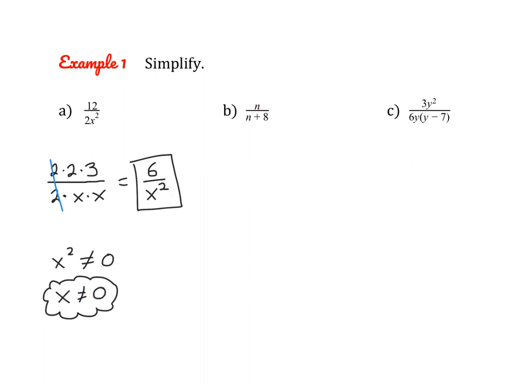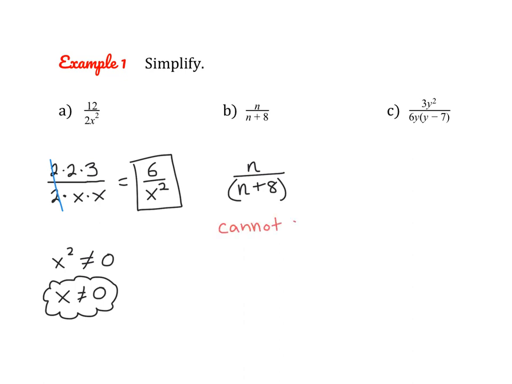Now let's look at part B. So remember, factors are things that are multiplied. So when you have something like n plus 8, we want to actually put parentheses around it to group it. This is a single factor. I understand that they both have n, but n is not the factor here. N plus 8 is the factor. So in this case, we actually cannot simplify.